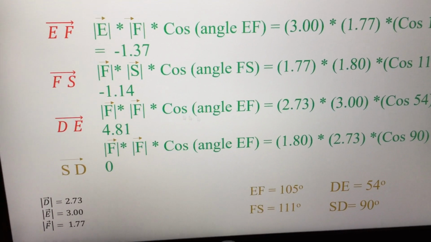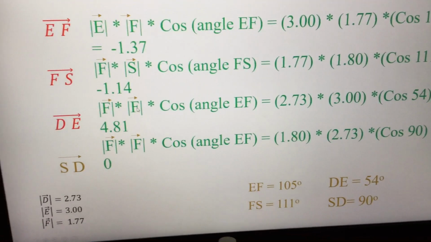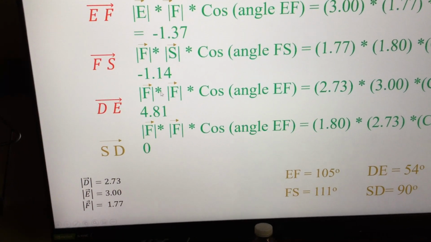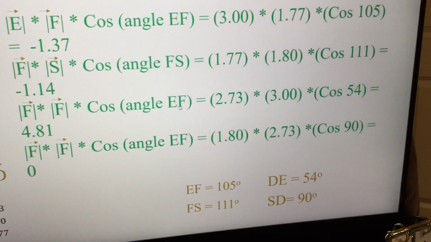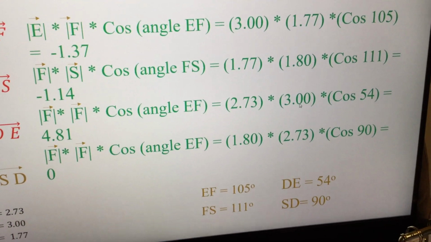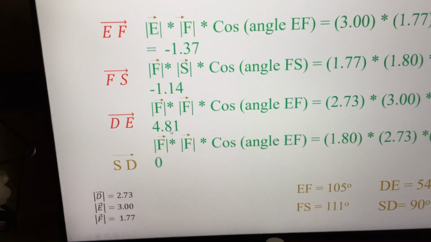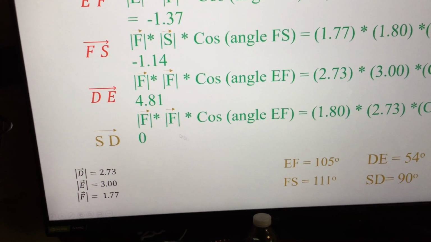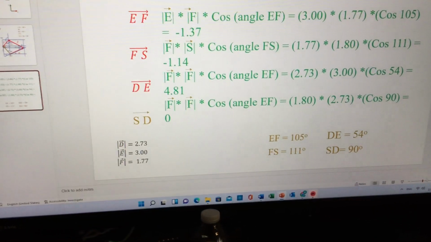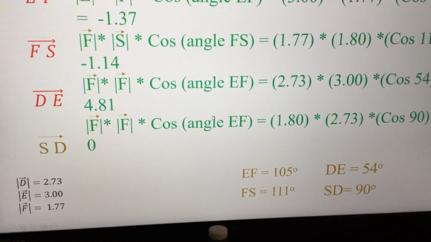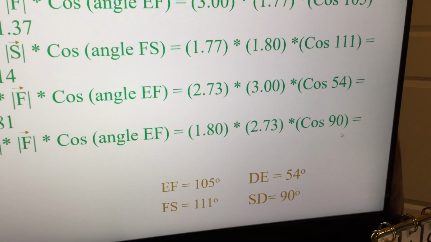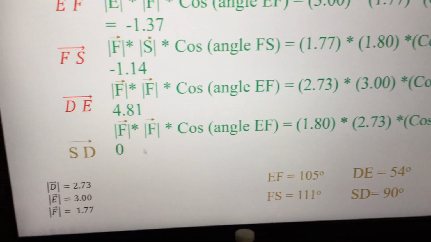Now we have an acute angle for D and E. That's the problem I did. For D and E, you're going to have 2.73 times 3 times cosine of 54. We're going to get a positive 4.81. And then this one is S and D. I made a mistake over there, I'm going to come back to that. Then we have 1.80 times 2.73 times cosine of 90, which is 0. So times 0, we get 0 for the dot product.